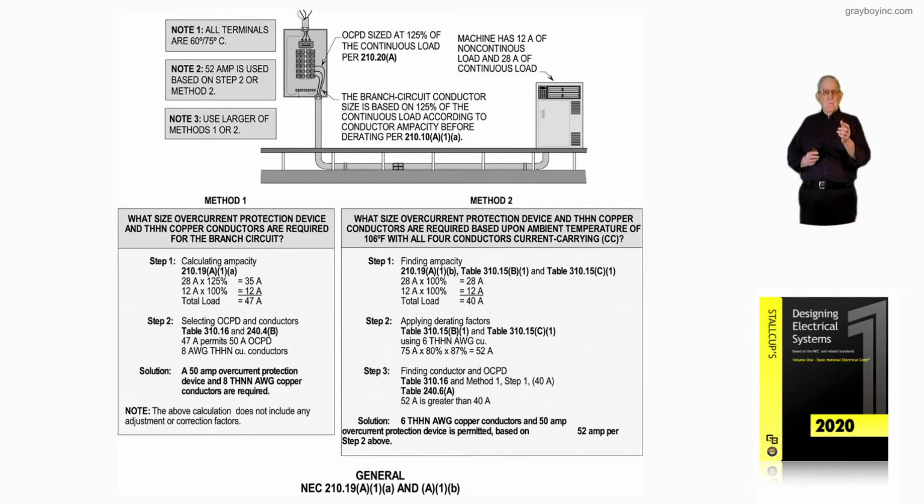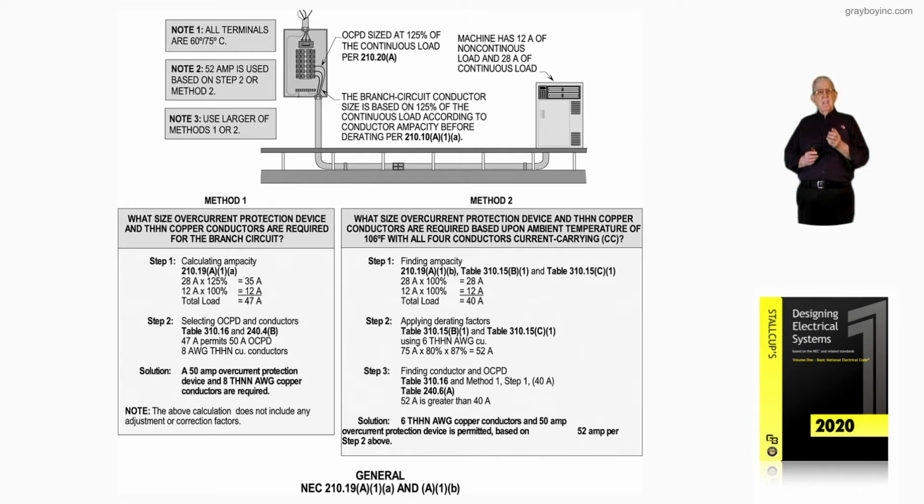Now, method one would be to the left. It's the 125% rule. If you had a continuous load, say maybe at 28 amps, multiply it by 125%, 35 amps. The rest of the loads that operate for less than 3 hours, take at 100%, or with demand factors if permissible, and those we come up with 12 amps, for 47 amps.